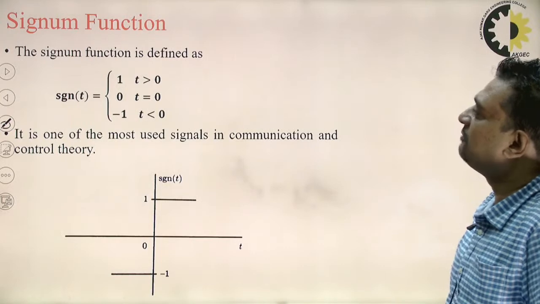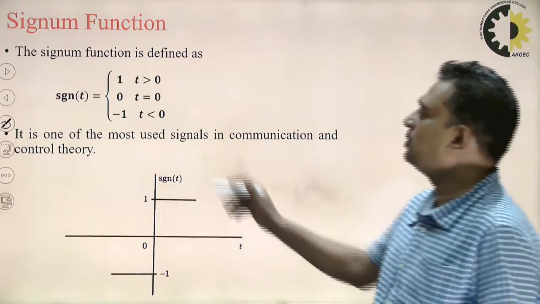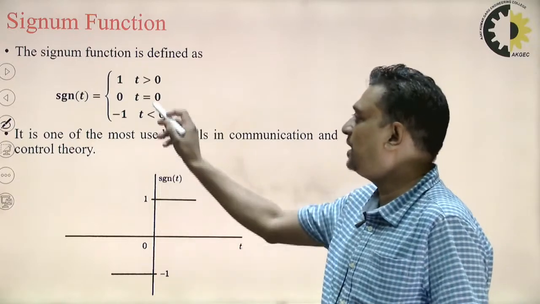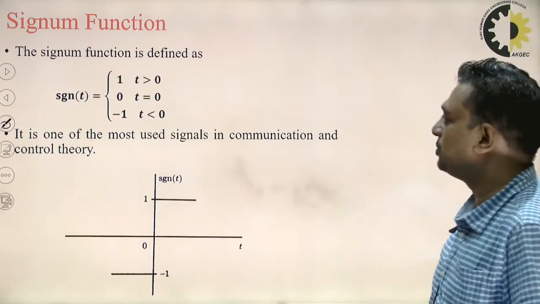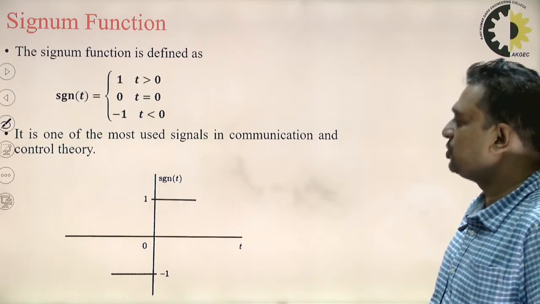Then next is the signum function. The signum of t is defined as 1 for t greater than 0, minus 1 for t less than 0, and 0 for t equals 0. This signal is used in communication and control theory.